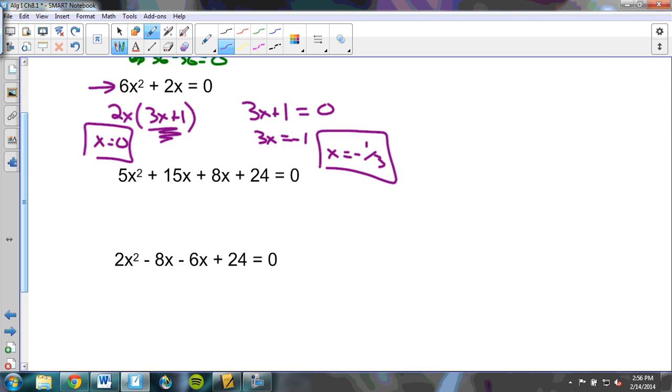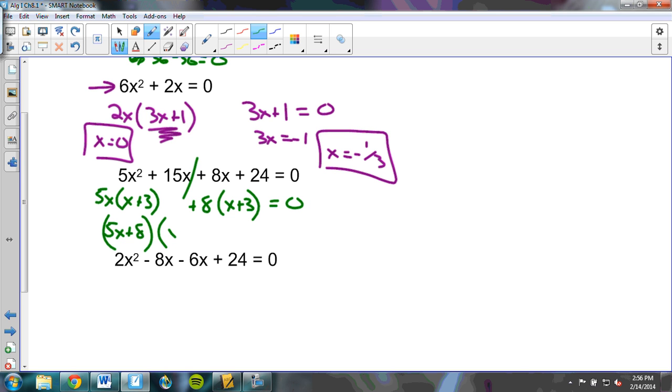Next problem, I have 4 terms. When there's 4 terms, I group. So I'm going to split this in half. I can pull a 5x out of this, and I'm left with x plus 3. I can pull an 8 out of this, and I'm left with x plus 3. And that'll equal 0. So I have 5x plus 8 times x plus 3 equals 0.